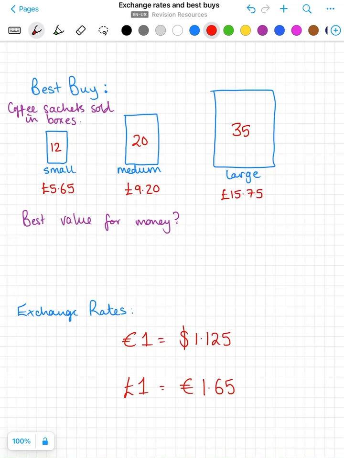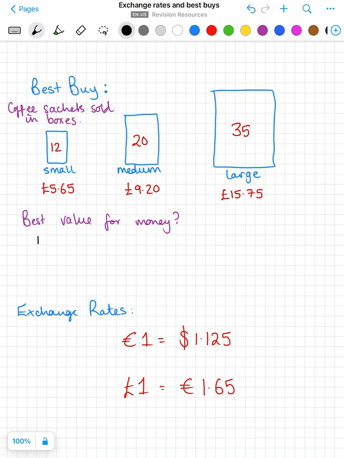Exchange rates and best buys. This topic comes under the bracket of ratios. So if we look at a best buy or better value for money, our example is coffee sachets sold in boxes. You can buy a small, medium or large box.